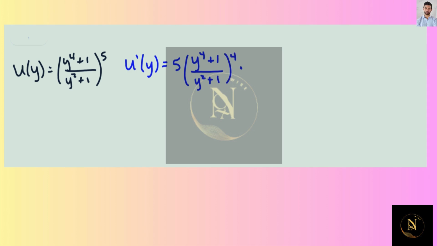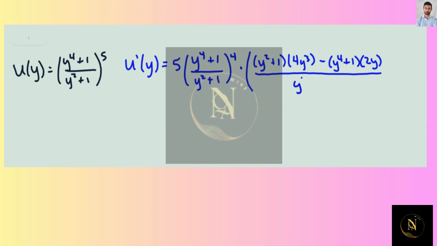Now we're going to multiply that by the derivative of the inside. So here's where the quotient rule comes in. We have the bottom, y squared plus 1, times the derivative of the top, 4y cubed, minus the top, y to the fourth plus 1, times the derivative of the bottom, 2y, over the bottom squared, y squared plus 1 quantity squared. And now we're going to simplify.